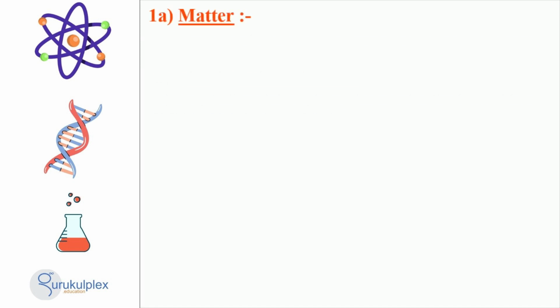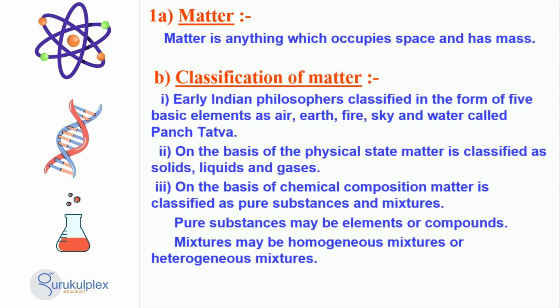Matter is all around us. It's the very fabric of the universe. But what is it? In scientific terms, matter is anything that occupies space and has mass. Early Indian philosophers classified matter into the 5 basic elements of air, earth, fire, sky and water, known as Panchtattva.